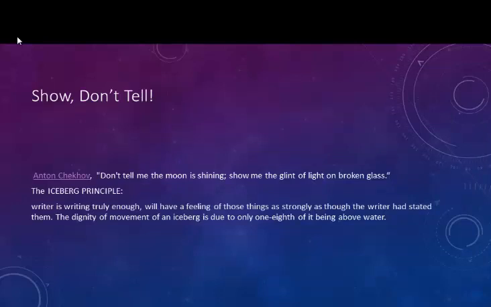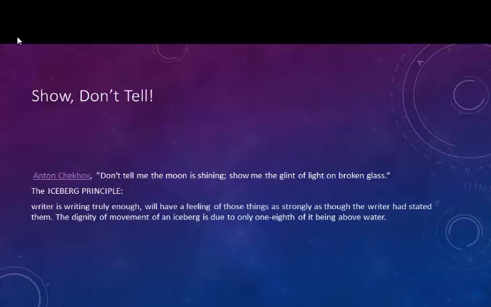In literature there is a very important principle for good writing. If you want to be a writer, and you have to be a writer if you want to explain things to others, then you show, don't tell. This was said by Anton Chekhov: don't say that the moon is shining, say that there was a glint of light on the broken glass.